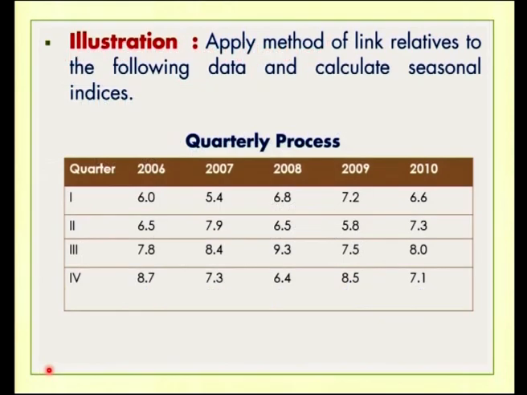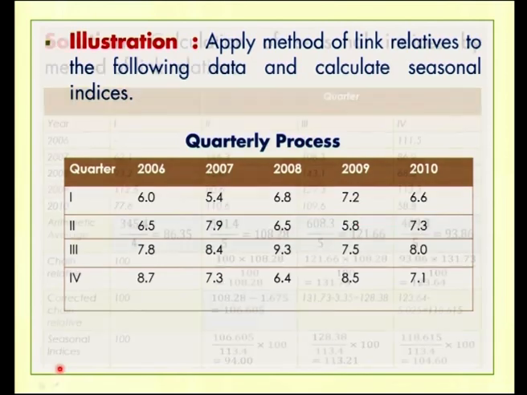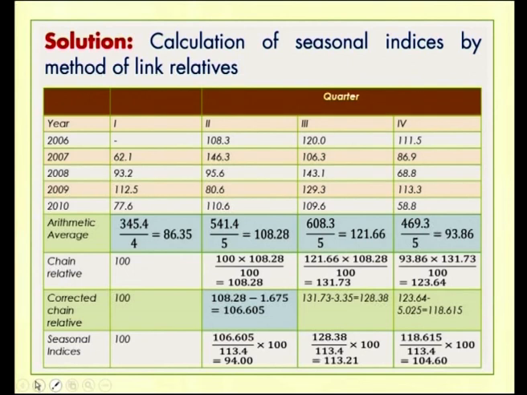We shall explain this with an example itself. Apply method of link relatives to the following data and calculate seasonal index. Quarterly prices, the values are given. First quarter 2006, 6, 6.5, 7.8 and 8.7. Similarly, for the years 2007 and 2008, 9 and 10, the values are given for 4 quarters. The solution goes like this: computation of seasonal index by method of link relatives.